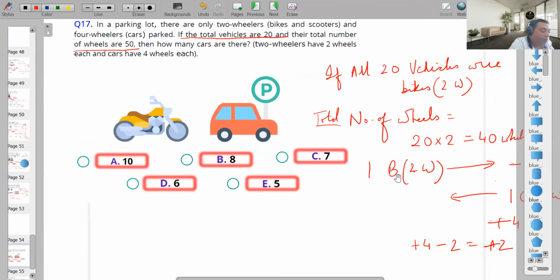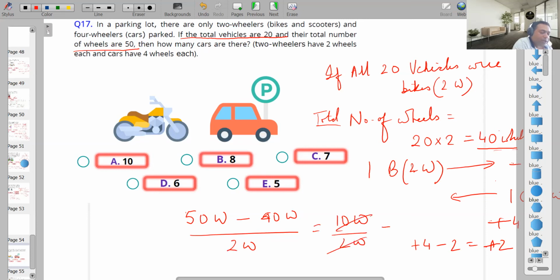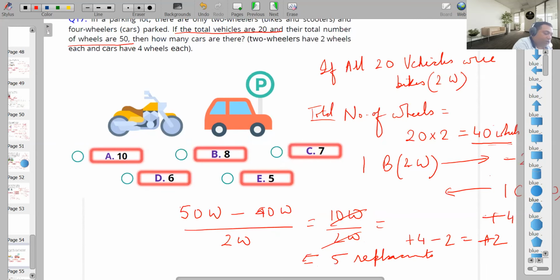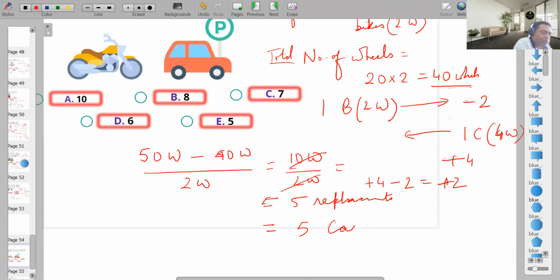So therefore, how many replacements do you need? Because your actual number of wheels is 50, and as per your assumption that all 20 vehicles are bikes, your wheels are 40. You make one replacement, you go to 42. You make two replacements, you'll go to 44, and so on. How many replacements you need to do is 50 wheels minus 40 wheels divided by the increase in wheels, which is 2 wheels. So that's 10 wheels divided by 2 wheels, and that's 5 replacements. And those 5 replacements are all going to be cars now. So there are 5 cars overall.